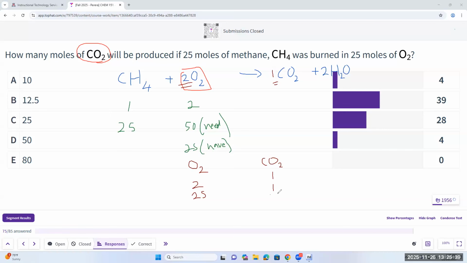Therefore, if you divide this 1 by 2, you're going to get how many moles you're going to get from 1 mole of oxygen. And then you multiply that by 25. That would give you the moles of carbon dioxide you get from 25 moles of oxygen. That's going to be 12.5. So that's one way of doing that.